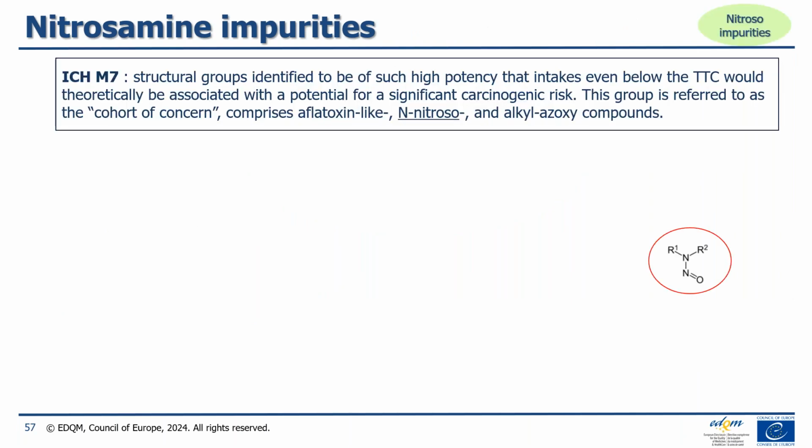So ICH M7 has identified certain structural groups which are of high potency risk, even when considering the TTC approach, which is normally considered as conservative. So the nitrosamine impurities are part of this cohort of concern, which is identified to be a significant carcinogenic risk. So for those impurities, there will be a specific guidance, even more conservative than the TTC approach.